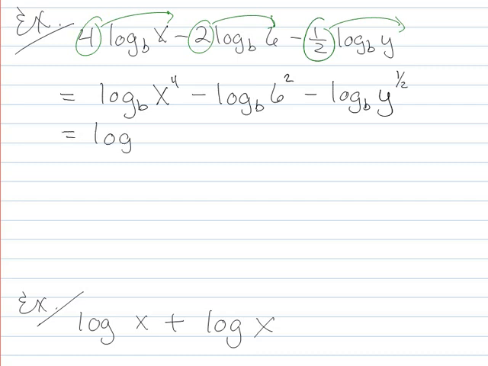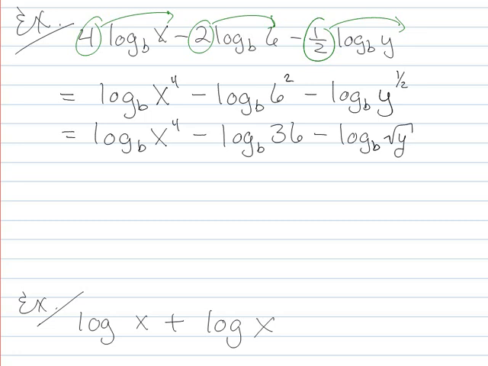Now, let me simplify a little bit. Log base b, and I know that 6 squared is 36, and I can write this as the square root of y. Now there's two ways to do this. You can either take two steps and say, okay, I've got a product rule and then I've got two quotient rules, basically. I've got two minus signs, so I've got two quotient rules.